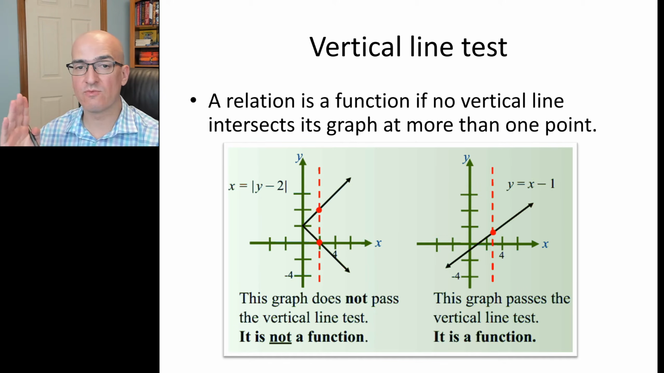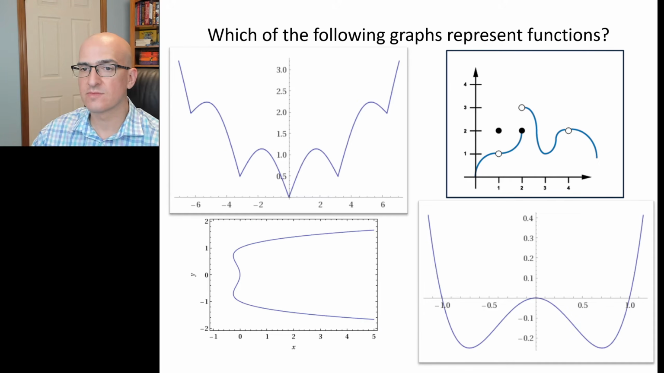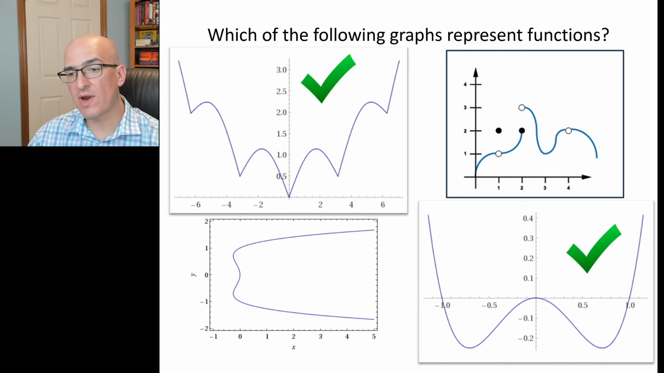And it only has to happen in one location for that to violate the vertical line test. So on this slide are 4 pictures, and the task is to determine which ones are functions and which ones are not functions. Top left, you can imagine taking a vertical line and scanning it back and forth across the page, and it's only going to cross once, so it's definitely a function. Same with the bottom right. You can scan a vertical line back and forth, and so you only get one y value at every one of those vertical line x values.